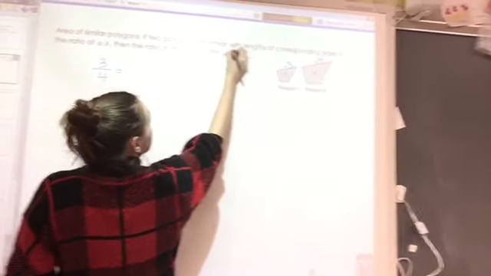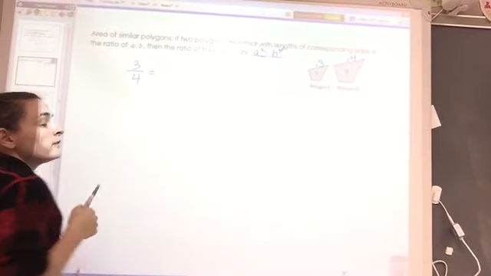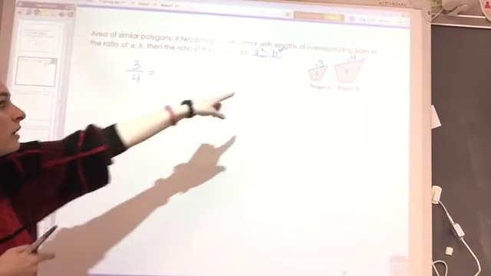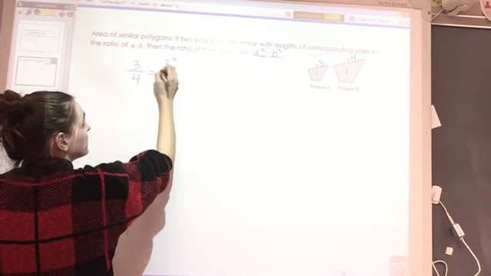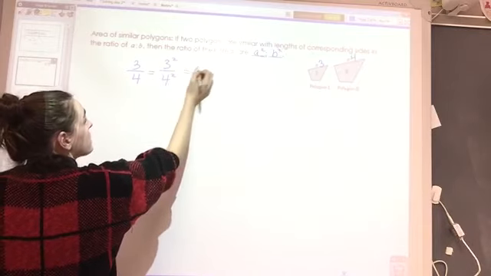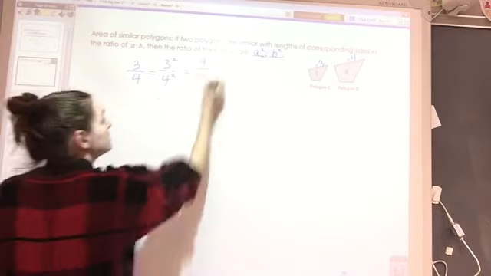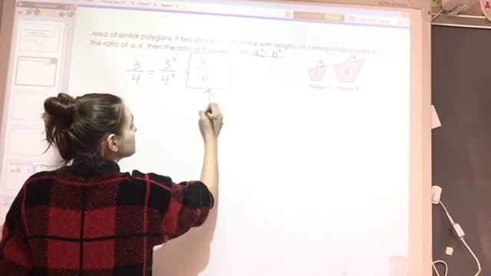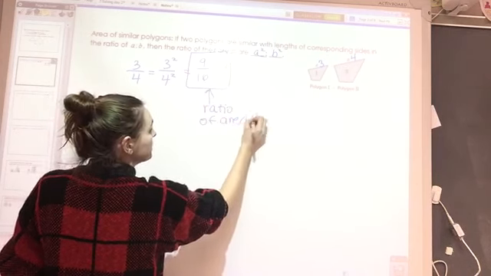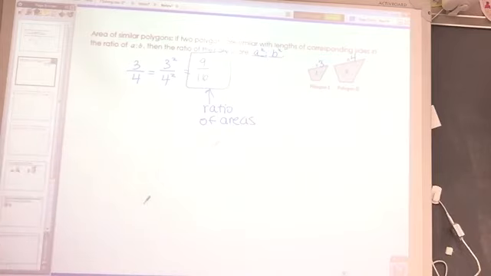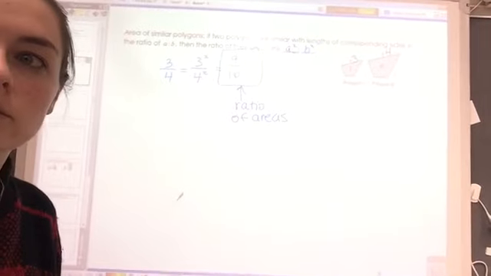So it would be a squared over b squared. If I wanted to find the ratio of the areas of those two polygons, all I would need to do is square the numerator and square the denominator. This would be 9 over 16. So this is the ratio of the areas of those polygons. Again, I apologize for being incredibly hard to read.